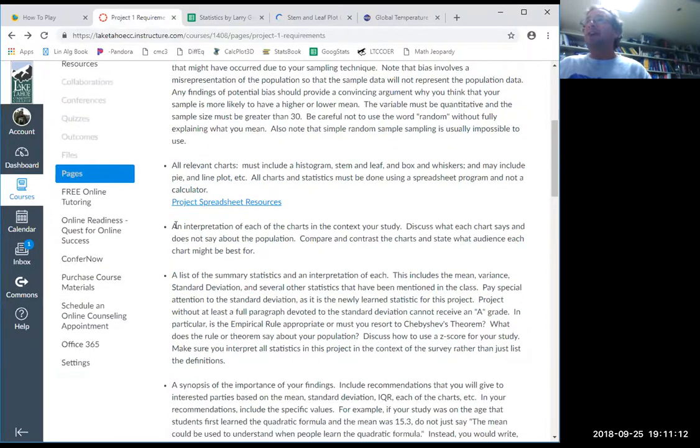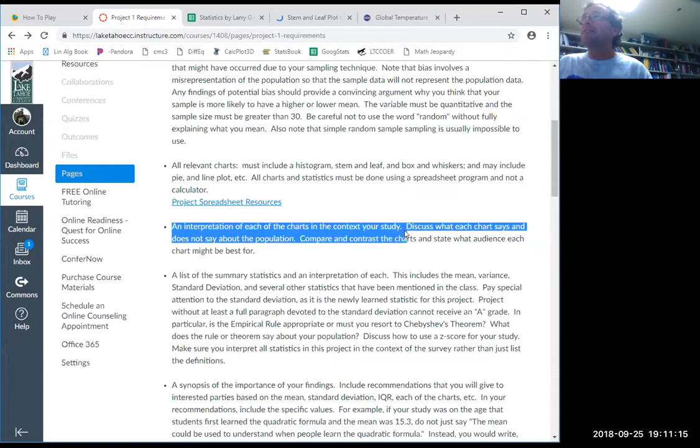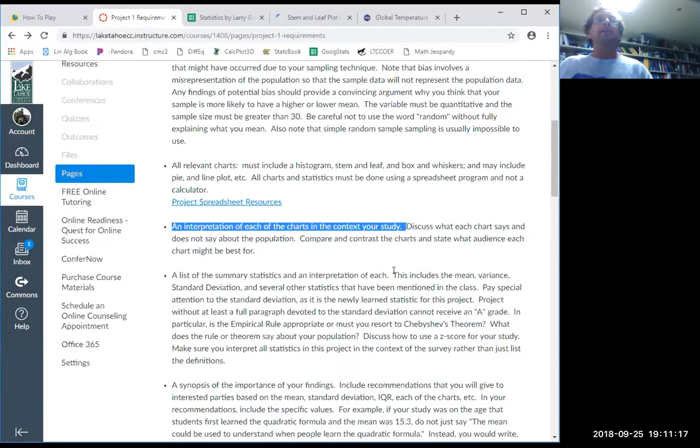Okay, you must have an interpretation of each of the charts in the context of the study. So you can have a whole paragraph on the histogram, a whole paragraph on the stem and leaf, a whole paragraph on the box and whiskers. Don't just define what it is. Discuss what each chart says and does not say. Talk about how your client will use that information to make a decision. Does that make sense?